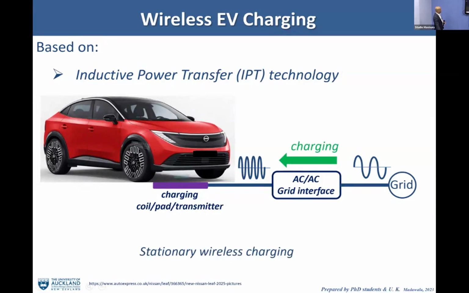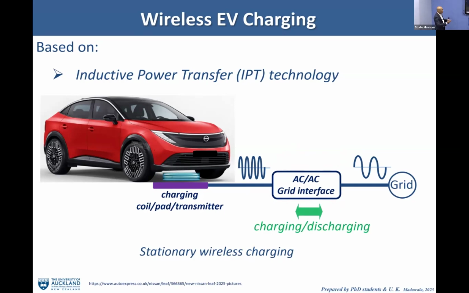This is called stationary charging because, as you can see, the energy is coming from the grid to the battery. And then energy can also go back, so that is for the V2G and V2V applications.